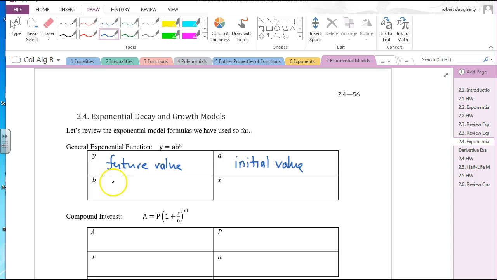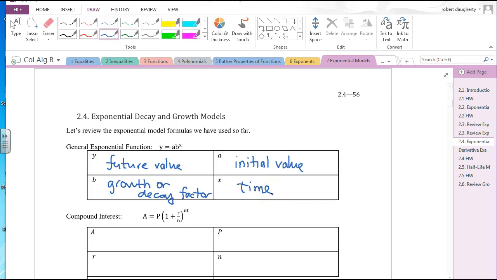In our case, b always represented what we called a growth or a decay factor, and that's what we're going to be spending more time on today. A growth or decay factor. And x in all of our models represented what? Time, okay? So everything we did, all of our models look like this.